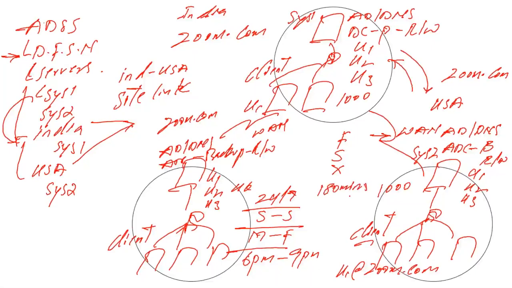So try to understand this one. In replication, we have something called the replication interval, and the replication interval by default is 180 minutes. So it means today my replication will start at 6 p.m. between India DC to USA DC and USA DC to India DC, and the replication interval is 180 minutes. So from 6 p.m. to 9 p.m. the replication will take place only one time.